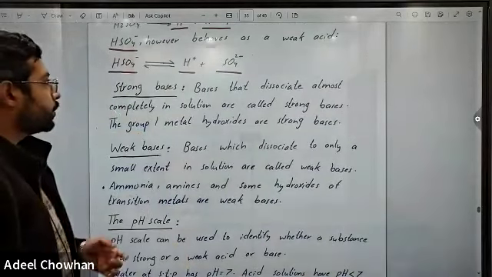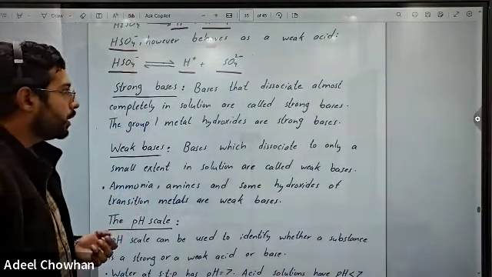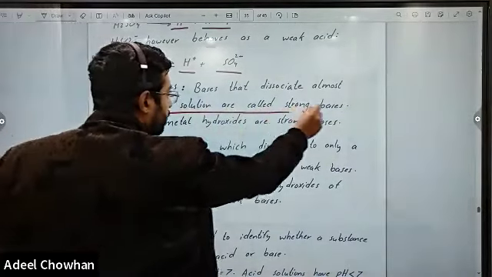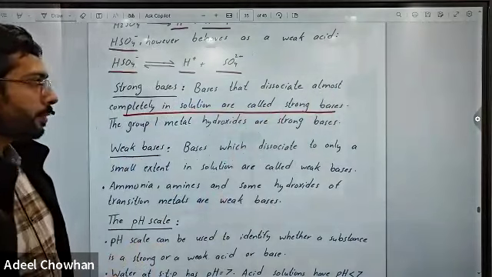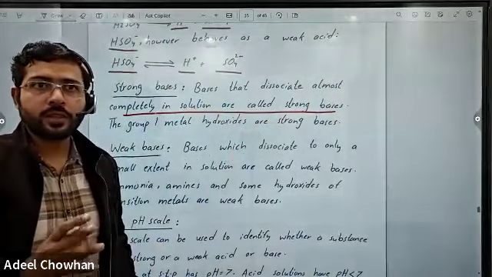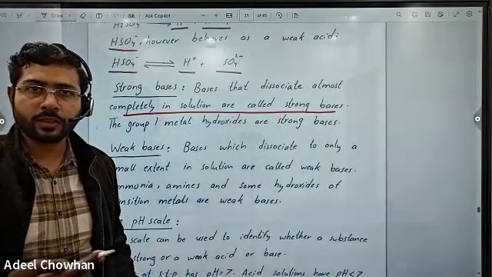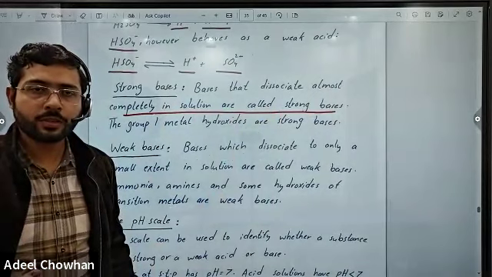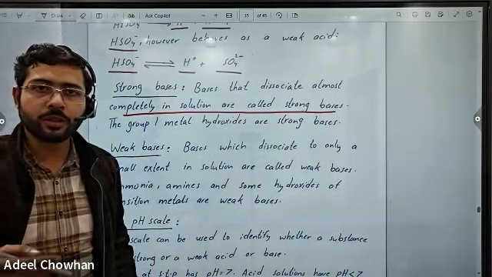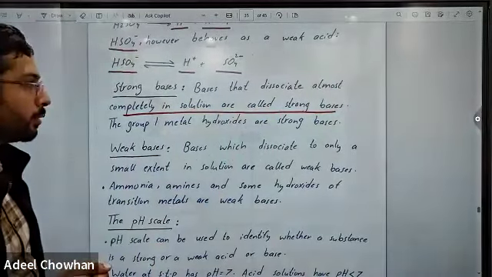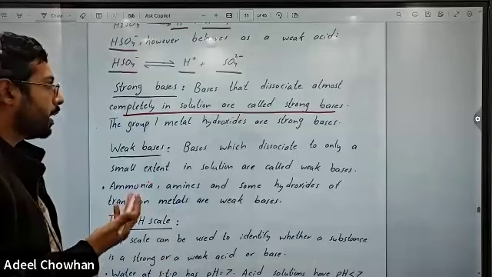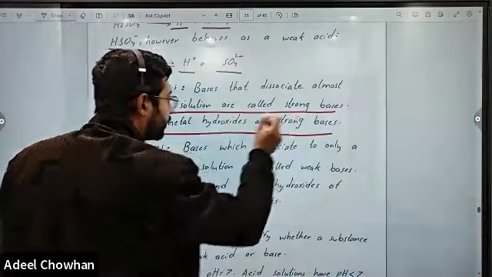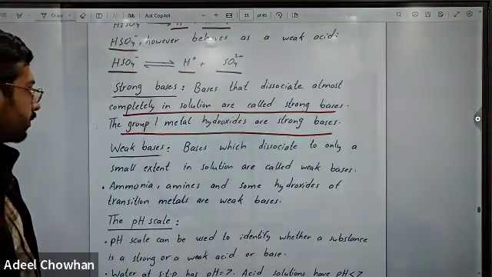Then we have the properties of the strong bases. Bases that dissociate almost completely in solution are called the strong bases. So just like strong acids, those substances which are completely dissociated in water make up the strong type of this substance. It can be an acid or it can be a base. The group 1 metal hydroxides are considered in this category of the strong bases.